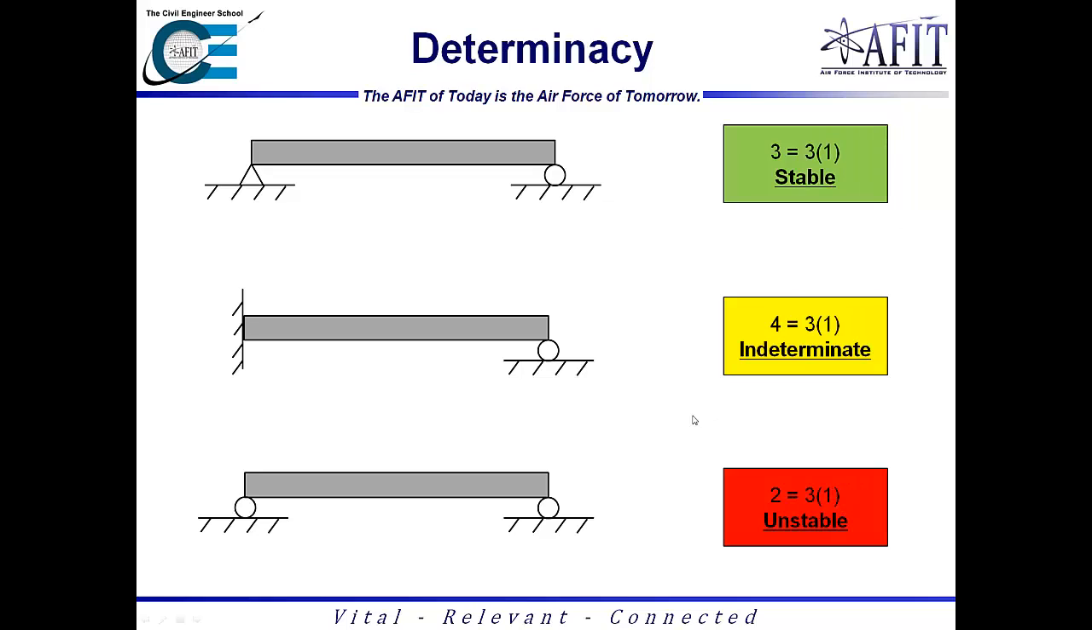So here are some more examples of determinacy. We have our simply supported case up top, where we have three reactions and three equations, and that becomes a stable beam. Here I have four unknowns with three equations, which means this is 1 degree indeterminate. Down below I have two unknowns with three equations, which makes this unstable. The reason it's unstable is that if I applied a lateral load here, this beam would technically keep going. There's nothing to prevent that lateral translation.